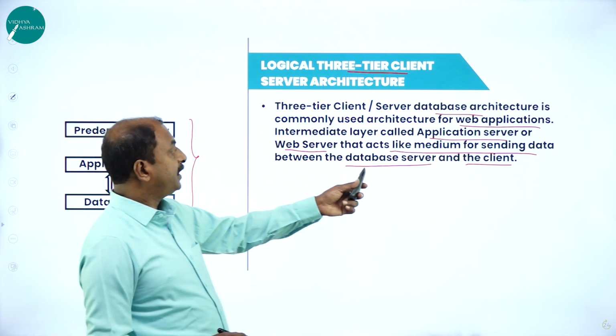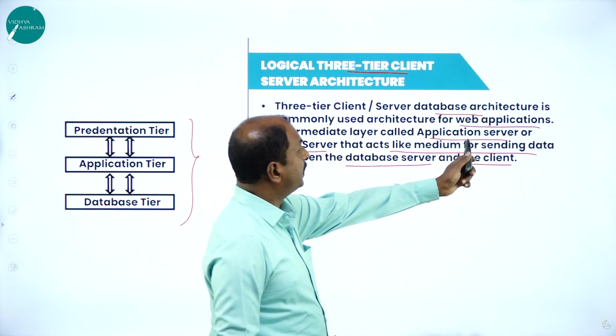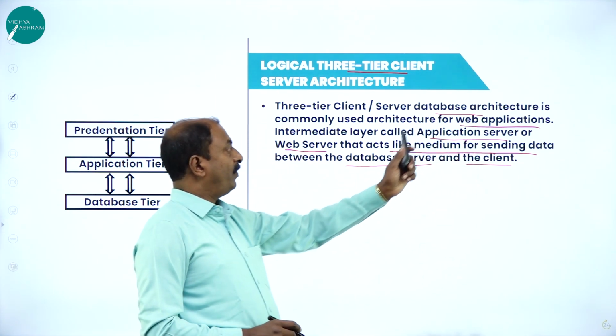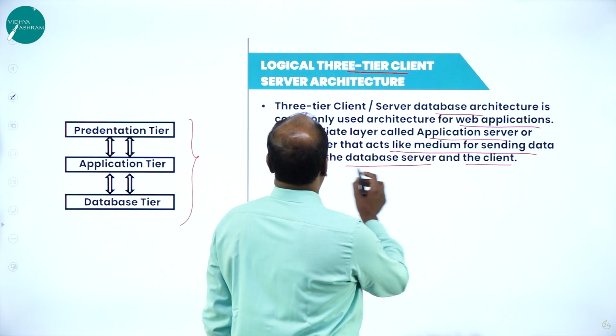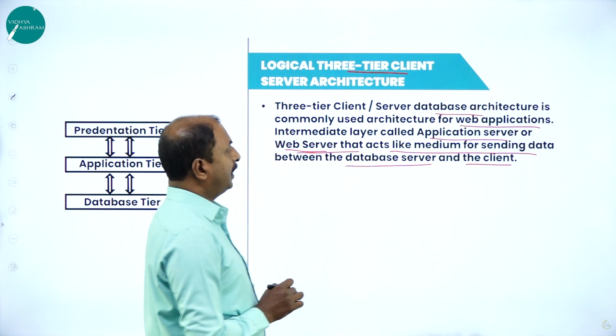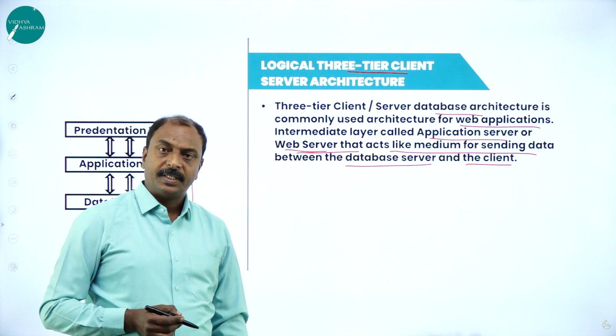Here the database is on one layer, the application server is the second layer, and the web, in between, is an interface. So this is nothing but 3-tier architecture.